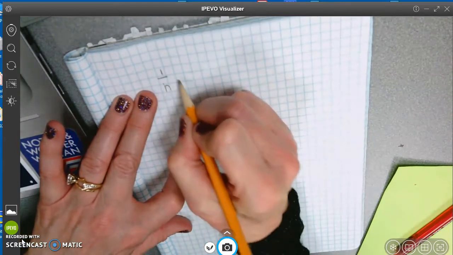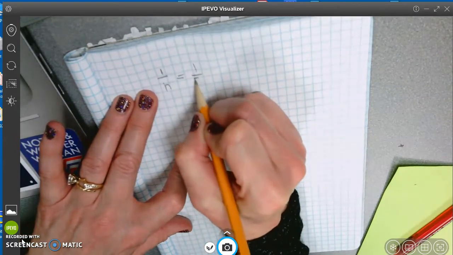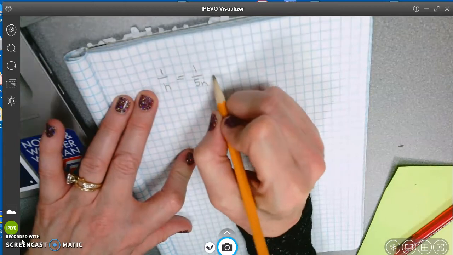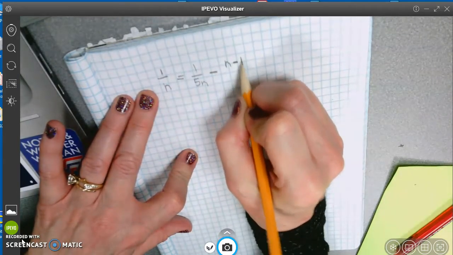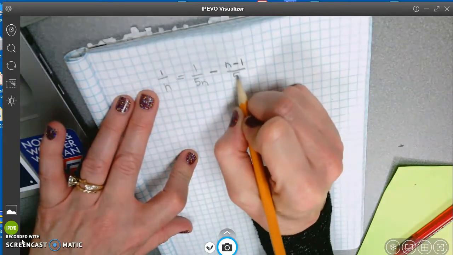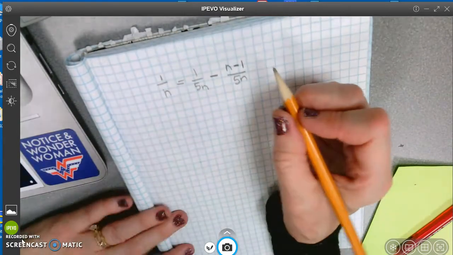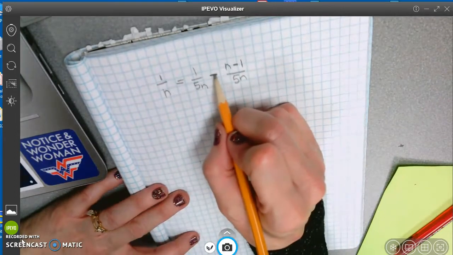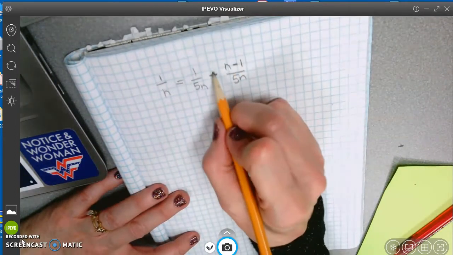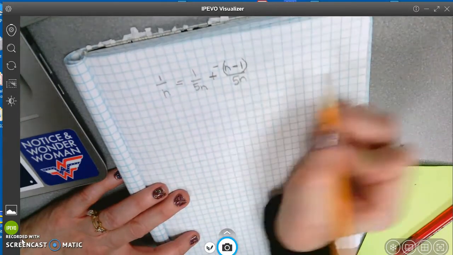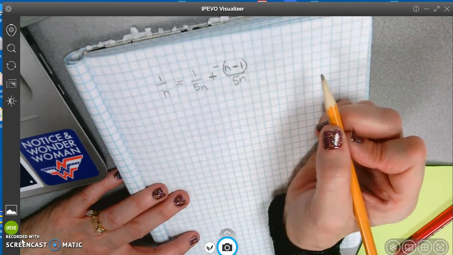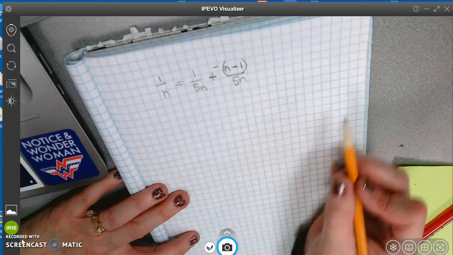1 over n equals 1 divided by 5n minus, now you've got a little bit of a messy fraction here, so we're going to have to be careful, (n minus 1) all over 5n. Okay, the reason I get a little nervous is that sign makes me kind of crazy. So I'm going to add the opposite, but since this is a quantity, I'm going to put that in parentheses and take care of that in a little bit. So again, you are solving for n.